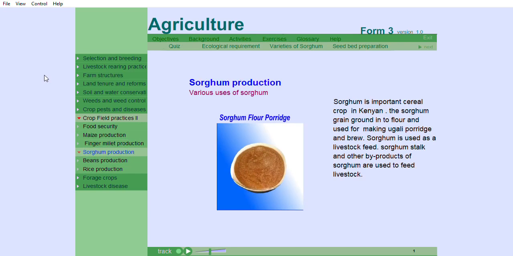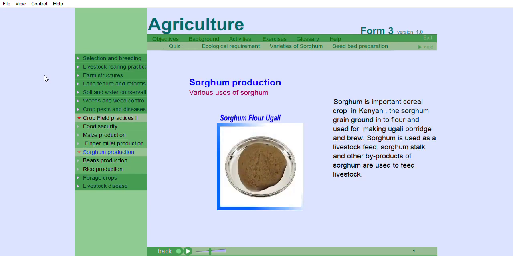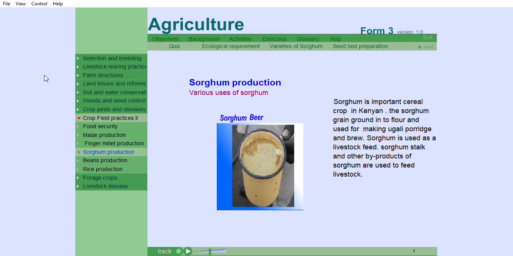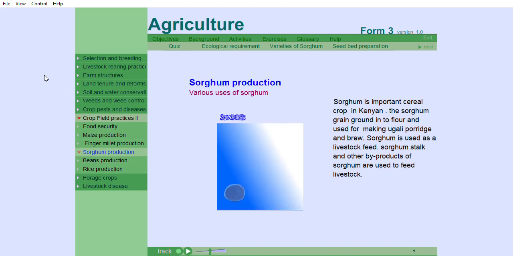Sorghum production. Introduction. Various uses of sorghum. Sorghum is an important cereal crop in Kenya. The sorghum grain is ground into flour and used for making ugali, porridge, and brew.